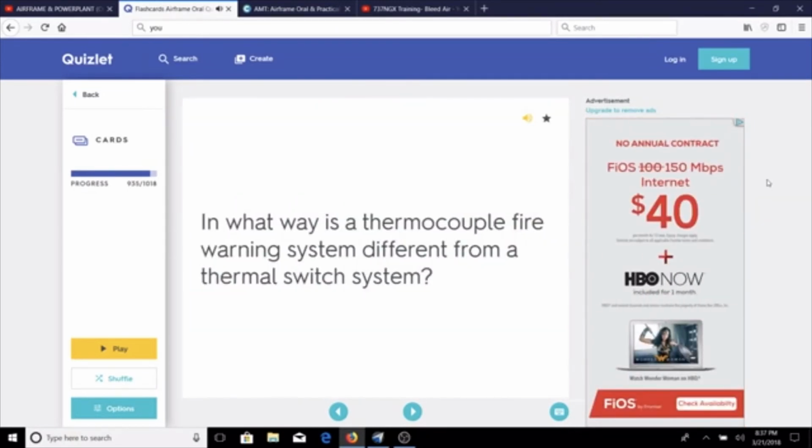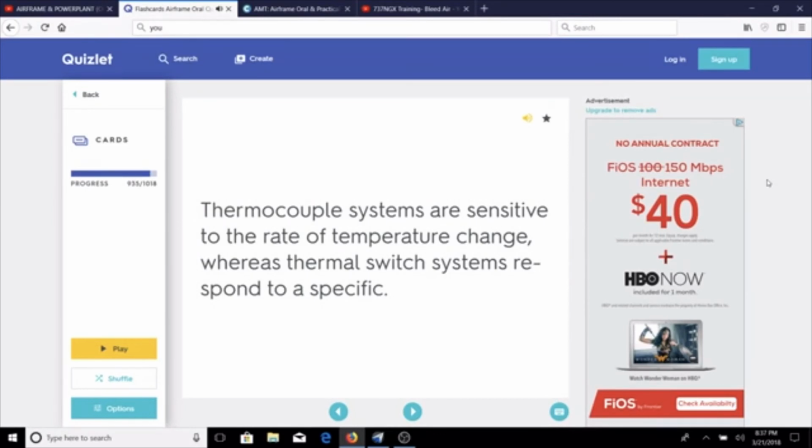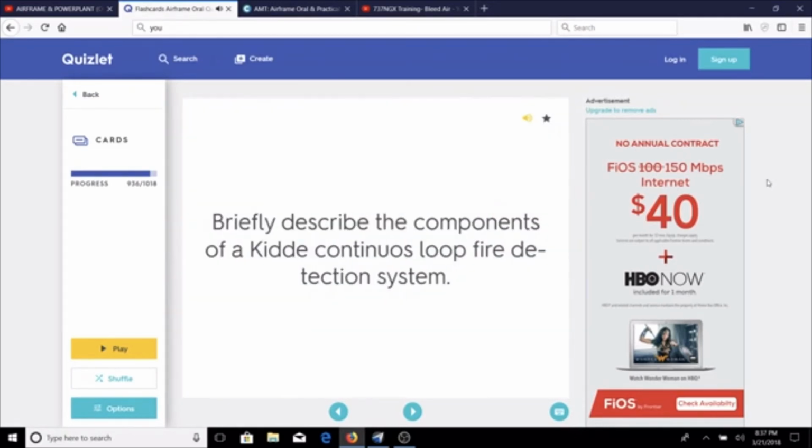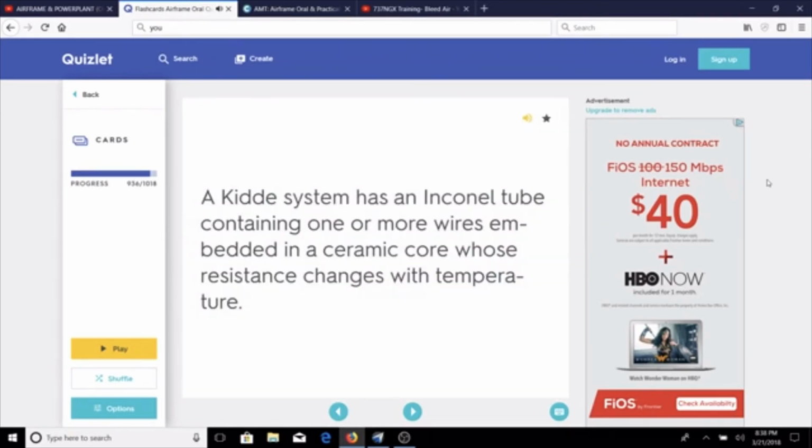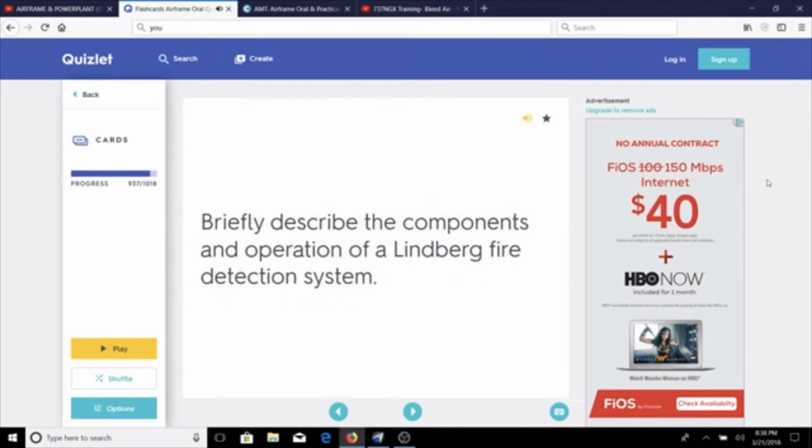In what way is a thermocouple fire warning system different from a thermal switch system? Thermocouple systems are sensitive to the rate of temperature change, whereas thermal switch systems respond to a specific temperature. Briefly describe the components of a Kidde continuous loop fire detection system. A Kidde system has an internal tube containing 1 or more wires embedded in a ceramic core whose resistance changes with temperature.